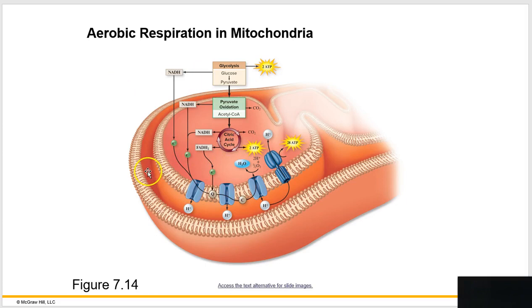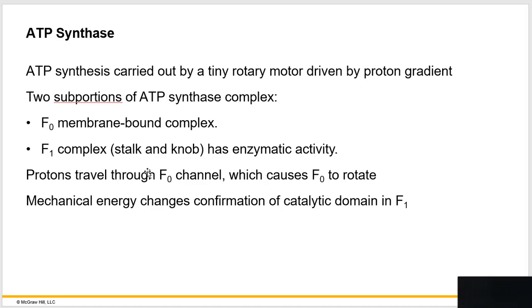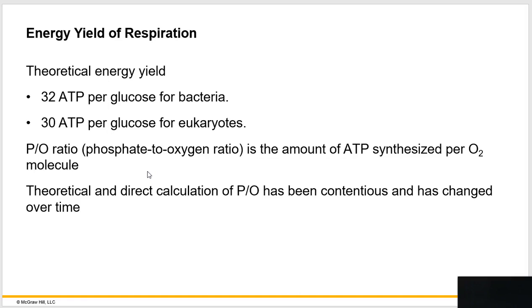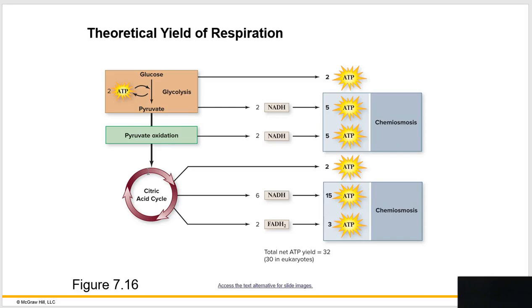I hope this video helped. I want you to read the rest of these slides, though, about ATP synthase, what it is. There's the structure of it, the energy yield that we get from glucose. Here are some yields of respiration, some information that you can look at.